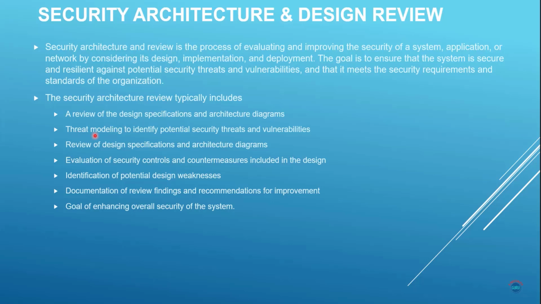Then a threat modeling process is performed to identify potential security threats and vulnerabilities. Then a review of design specifications and architecture diagrams is performed. Once this is done, then evaluation of security controls and countermeasures is performed. The potential design weaknesses are identified. Then a final report including the documentation of findings and recommendations is created, and the goal is to enhance the overall security of the system.